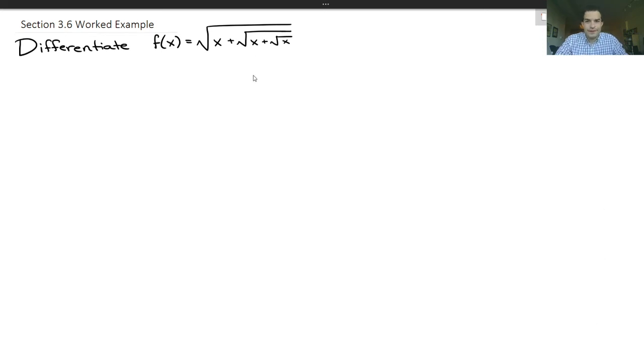Hello Math 10a. I have another worked example problem, this time for section 3.6 on the chain rule. And this is a particularly nasty problem here. We're going to differentiate f of x equals the square root of x plus the square root of x plus the square root of x. So that is a mouthful.